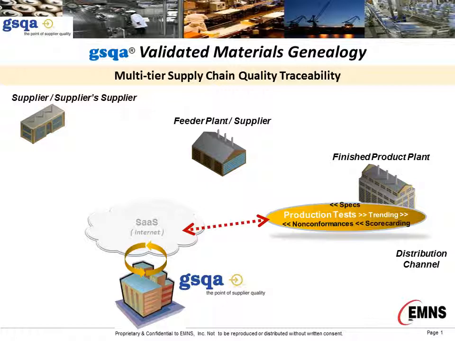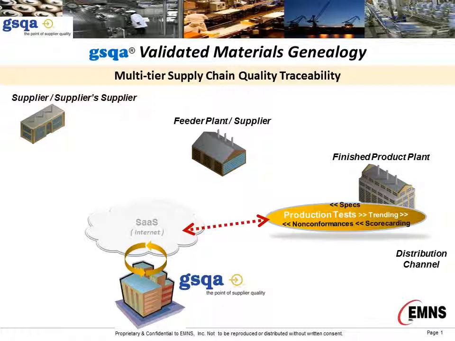So GSQA allows spec collaboration for materials to be shipped, the test results capture, the analysis of those test results over time by trending the data, and that gives rise to statistical process control alerts when there are real problems with materials upon receipt or found to be problems in production. Nonconformances can be generated to the preceding process or to the responsible supplier, and then scorecarding is available of any of the members of the supply chain.